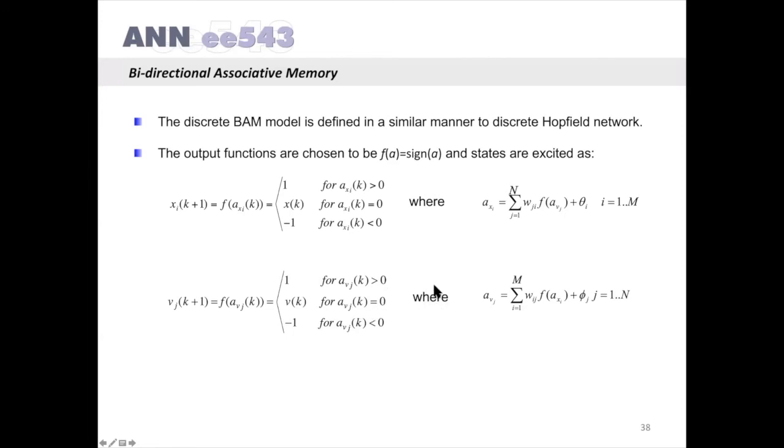And very similar to this one, the activation of the neuron Vj is calculated as the connection weights from the neurons in the X layer multiplied by the output of those neurons in the X layer. Here i is from 1 to m, so we are considering each neuron in the X layer, plus the threshold. And here j is from 1 up to n. We are considering each neuron in the V layer.